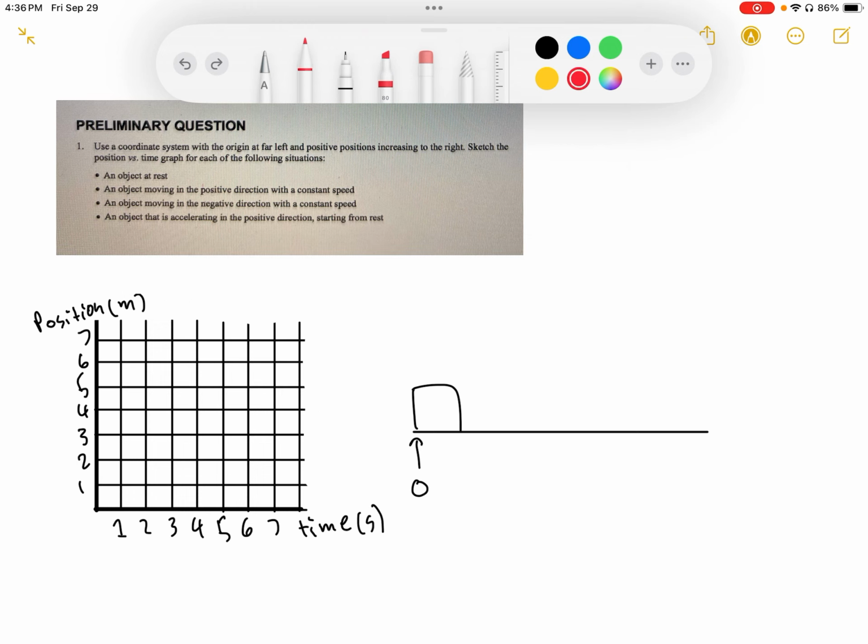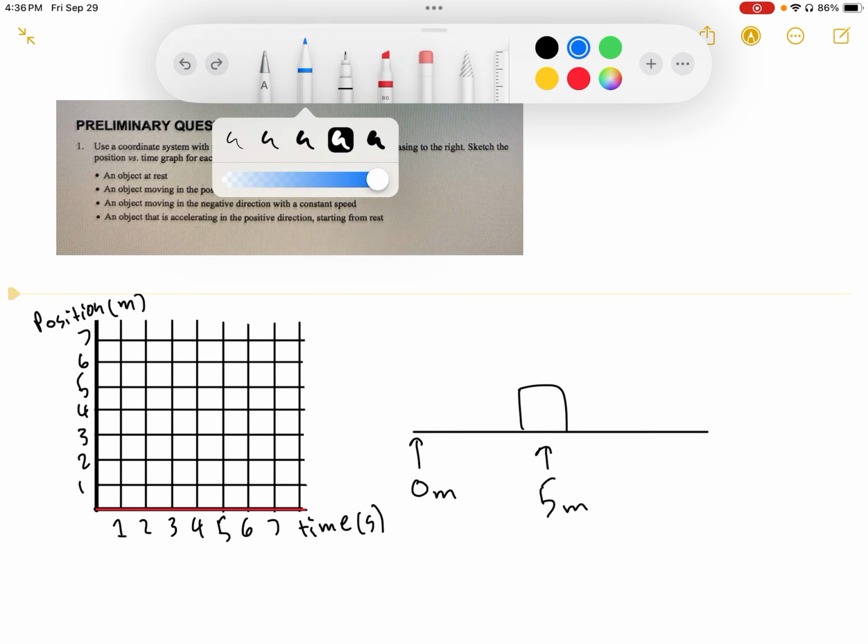So, right, if it's at rest, it should be a flat line. This is a flat line if the object is at 0. But let's say I started the object over here instead at a position of, let's call this a position of 5 meters, right? This is 5 meters, this is 0 meters. If this is 5 meters, then it's going to stay at 5 meters the whole time. And I'm just going to see another flat line, right? Sorry, I'm trying to change the color.